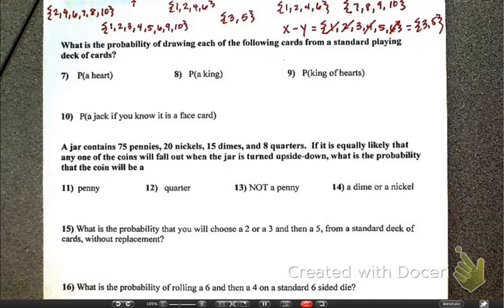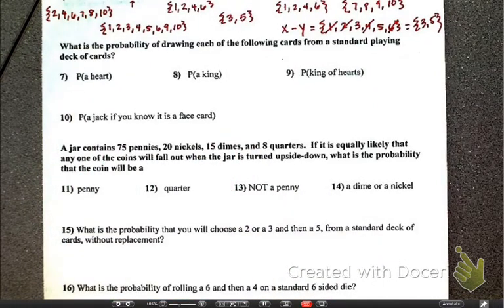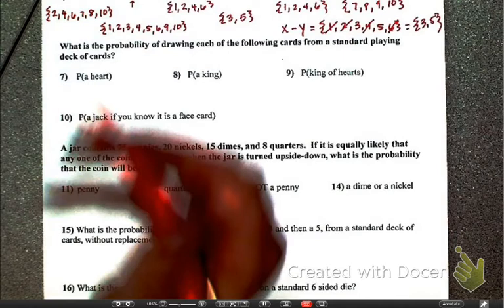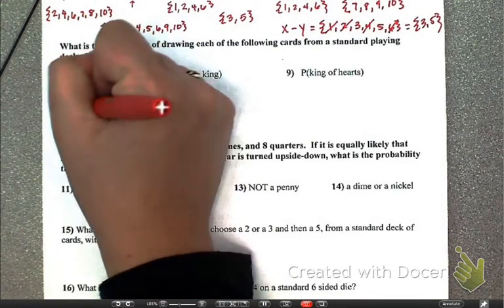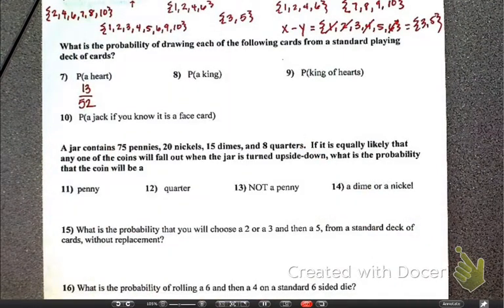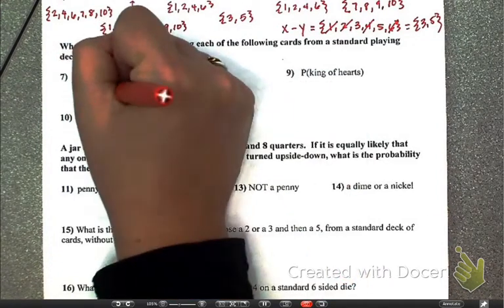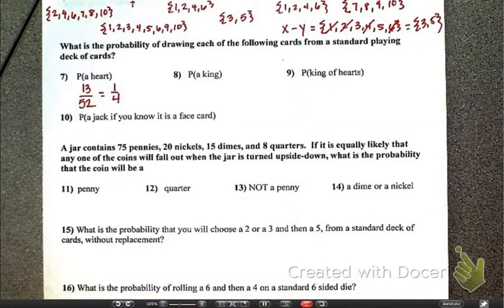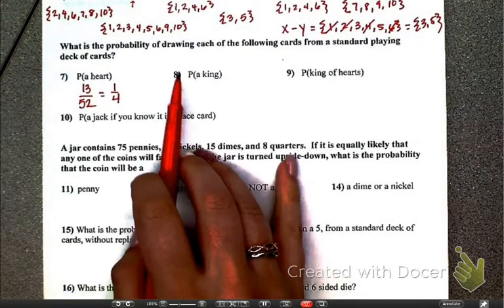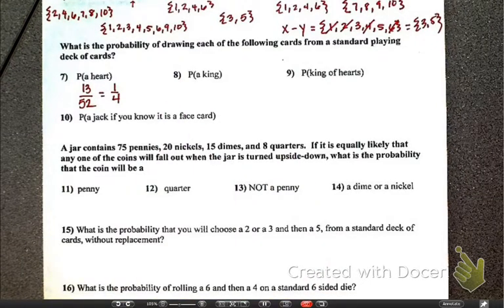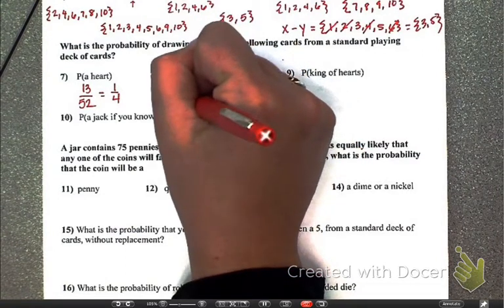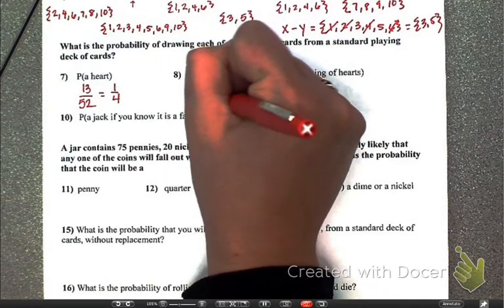How many red cards are there? 26, because you have diamonds and hearts. How many black cards are there? 26, because you have clubs and spades. Okay, so the probability of pulling a heart, how many hearts are there? 13 hearts out of a total of 52. You have to reduce that, and that reduces to 1/4. What is the probability of pulling a king? How many kings are there? 4 out of 52. So that reduces to 1/13.